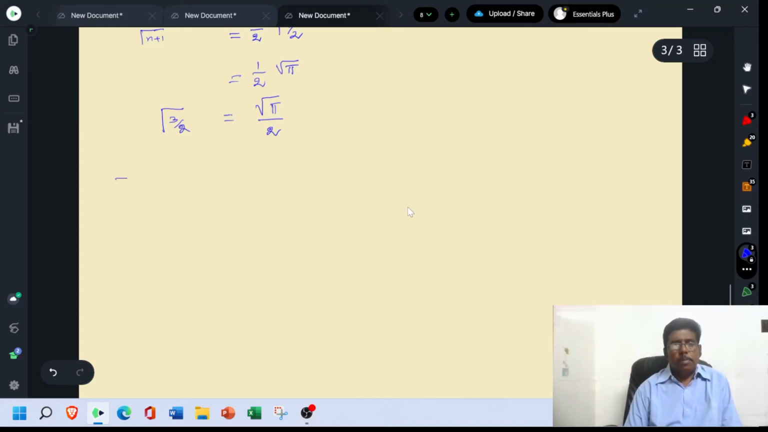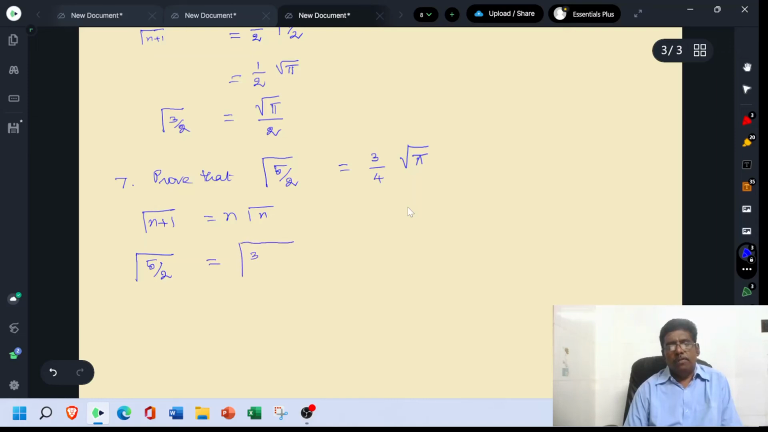Next, problem number 7. Prove that gamma of 5 by 2 is equal to 3 by 4 root pi. Now we know that gamma of n plus 1 is equal to n gamma n. So in this form you have to write this 5 by 2. Gamma of 5 by 2 is equal to gamma of 3 by 2 plus 1. Here n is equal to 3 by 2.